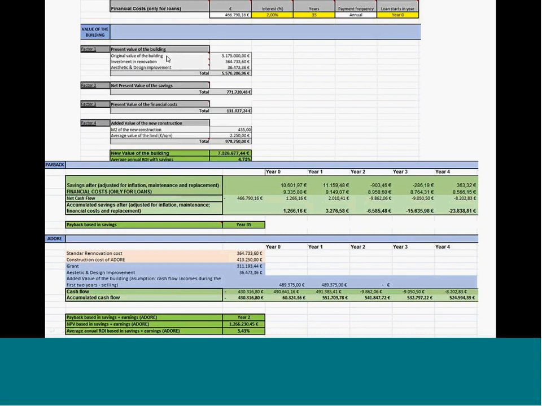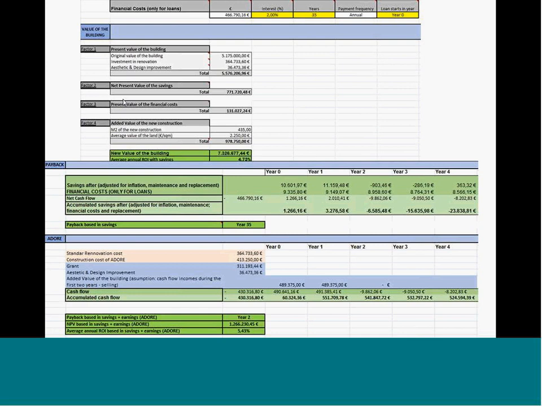The original value of the building we calculated at the beginning is 5 million. The renovation was 364,000, and the aesthetic improvement of the new building will be 10% of the investment of the renovation, so 36,000. The value of the building would then be 4.5 million euros. The net present value of the savings from the energy savings is 771,000, minus the financial costs for the loan, which are 131,000.